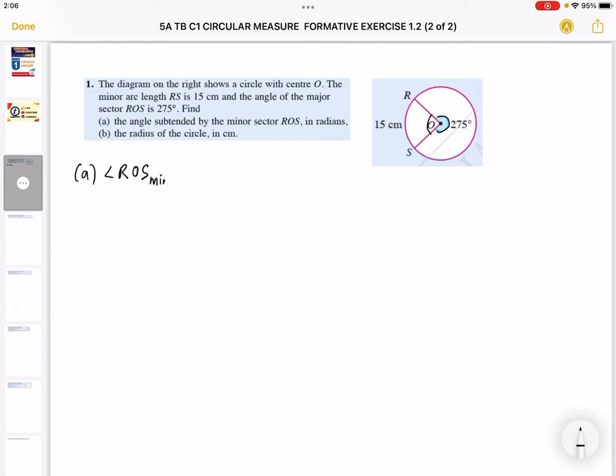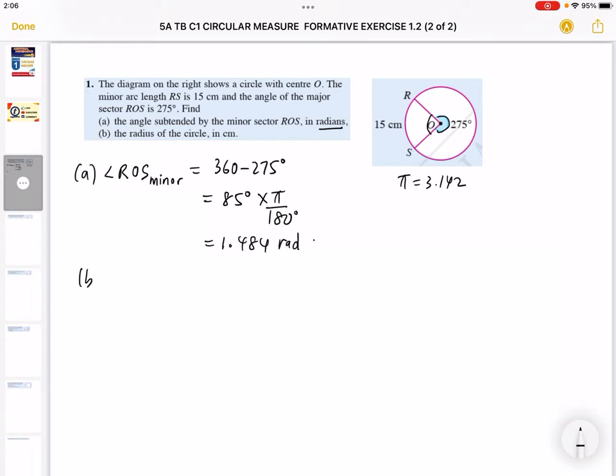So you can write here minor. It will be 360 minus 275. That gives us 85 degrees. Now this 85 is in degrees. We need to find the angle in radian. So I need to multiply with pi, divide by 180. Now, just so you know, in the textbook, we use pi as 3.142. So remember that everything uses 3.142. Type in your calculator, you should get 1.484 radian.